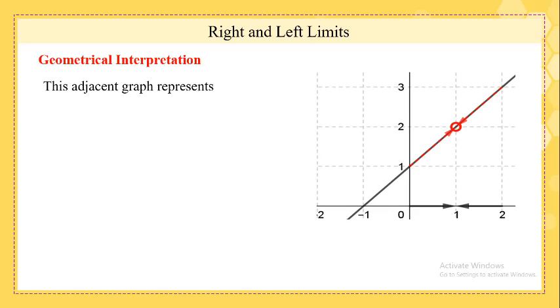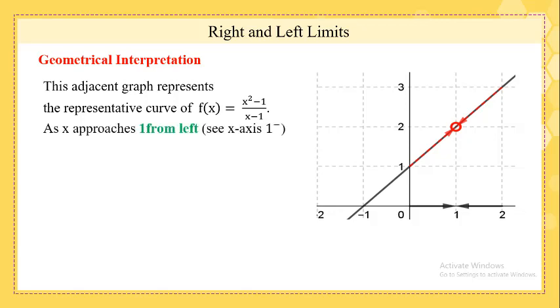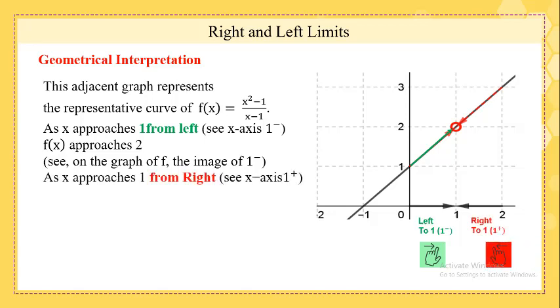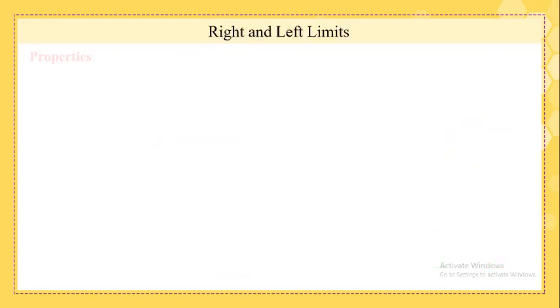As a geometrical interpretation, the adjacent graph represents the curve of f of x equals x squared minus 1 over x minus 1. We see that as x approaches 1 from the left, see the x-axis at 1 minus, f of x approaches 2 in the graph. As x approaches 1 from the right, f of x approaches 2 also in the graph.